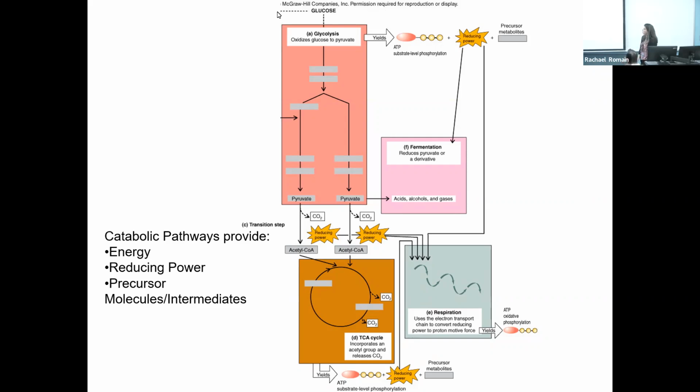Some of these processes directly produce ATP. So you can see there's ATP coming off of glycolysis. You can see ATP coming off down here from the TCA cycle. But what's actually more important is all of this reducing power that you see in these little boxes here, okay? That reducing power allows you to make more ATP later.